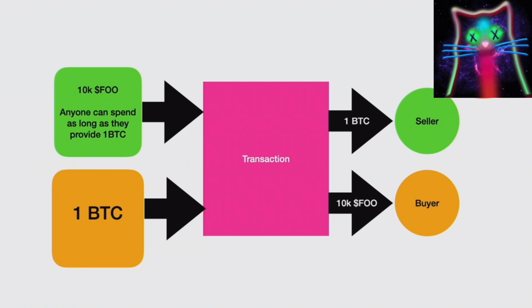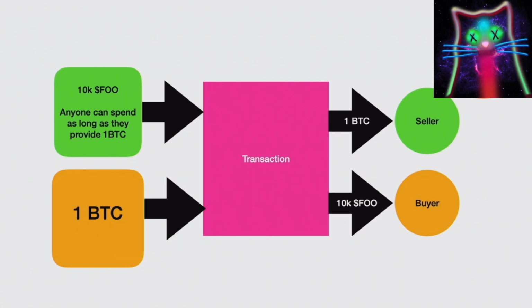So if you imagine this, we've got this situation where I've got this green input here. This is 100 or 10,000 units of a foo fungible token. And I stick this in a PSBT, I sign over this input, and I say, anyone is allowed to spend this as long as they provide 1 Bitcoin as the other input of this transaction. So, Bob comes along and he provides a 1 Bitcoin input to this PSBT. It makes the whole transaction valid.